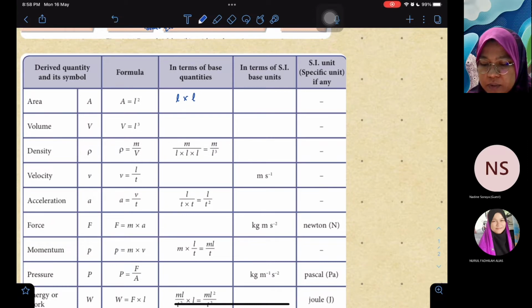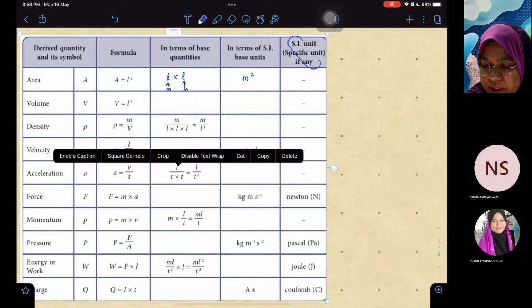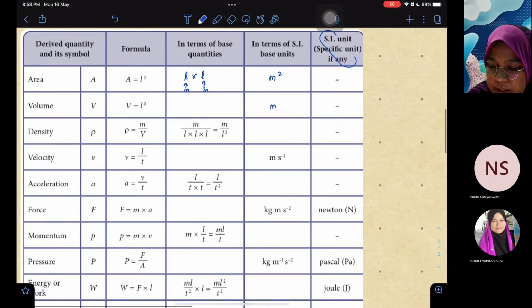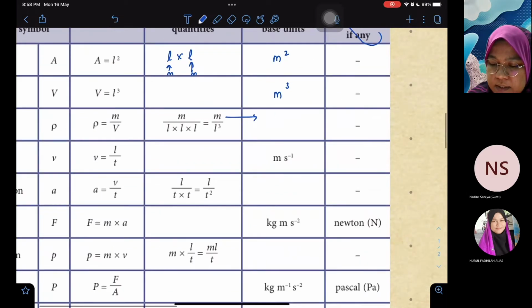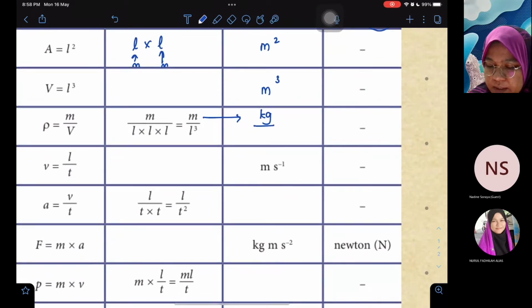So in terms of SI base unit, M, ini adalah meter, ini pun meter. So the answer is meter squared. Ada tak specific SI unit for this? Tak ada. So tak ada, dash. Volume, tadi kita dah tengok volume. Jadi dia punya basic unit dia meter cubic. Okay, density. What is the SI unit? What is the unit for mass? It's kg. What is the SI unit for length? Meter. Tapi meter tu kita cubic kan? Jadi dapat macam ni.